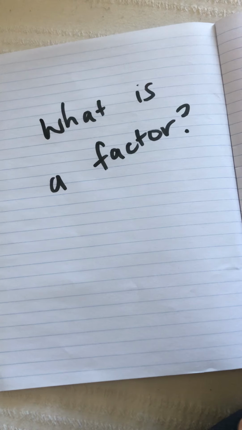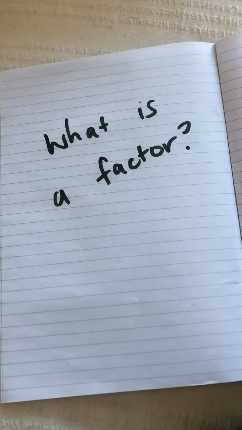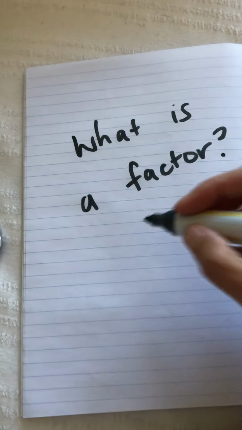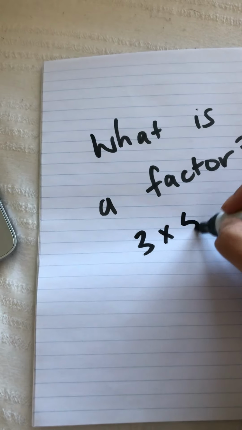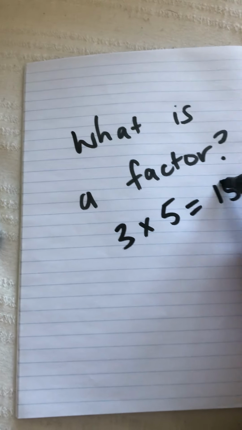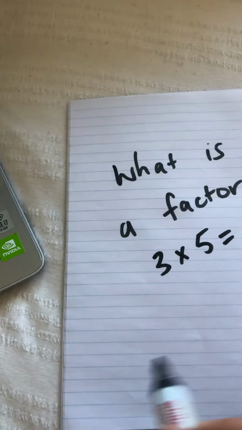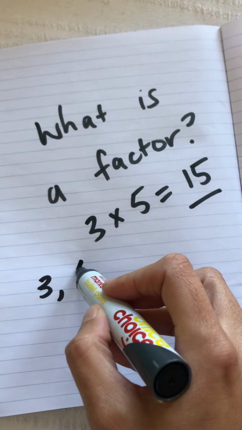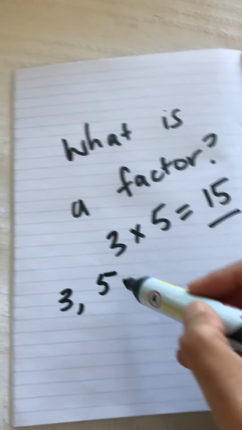is a factor. So a factor can be any two numbers that you can multiply together to get that end product. So for example, if I talk about the number 15, two factors for the number 15 would be 3 and 5, because if I multiply those numbers together, so I've got 3 times 5, that would give me 15. So two factors of the number 15 would be 3 and 5.